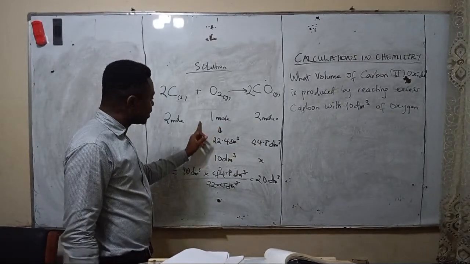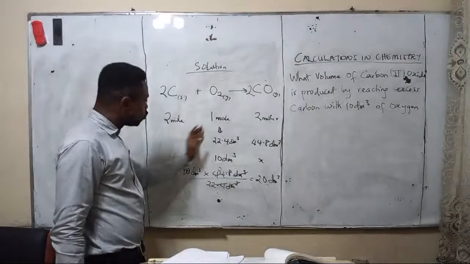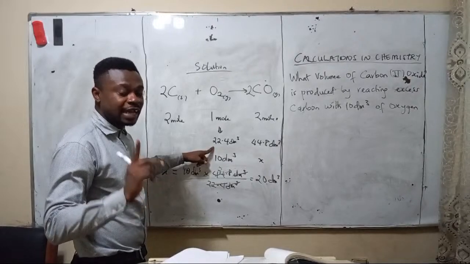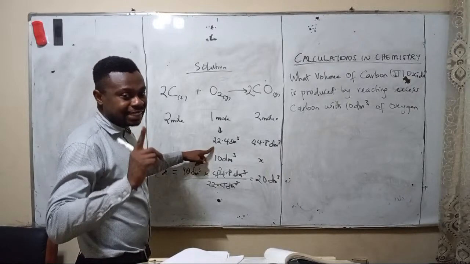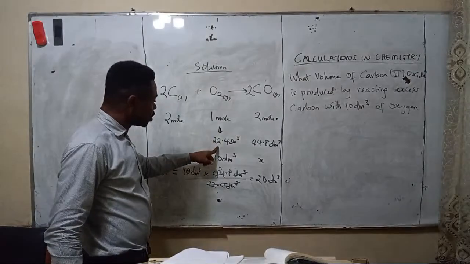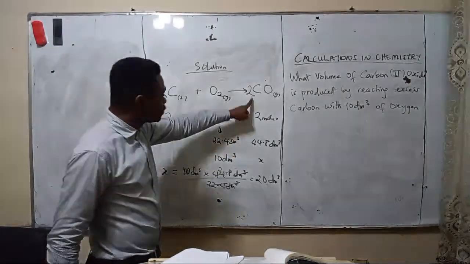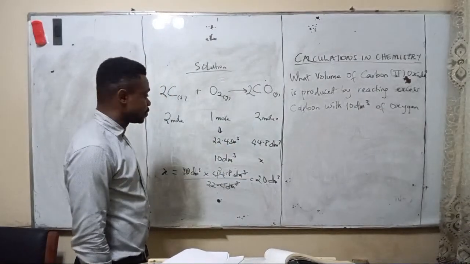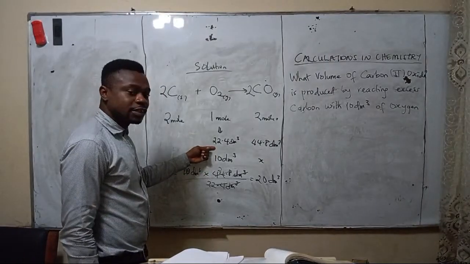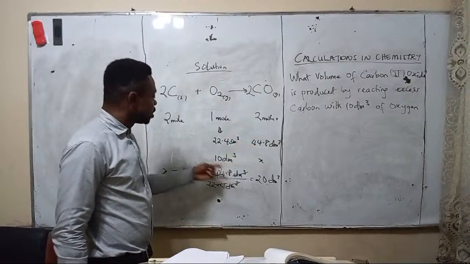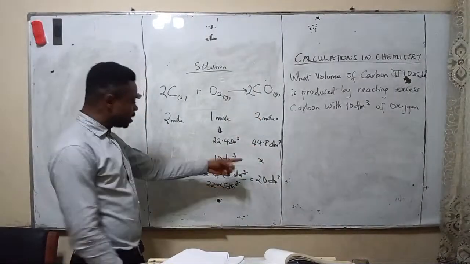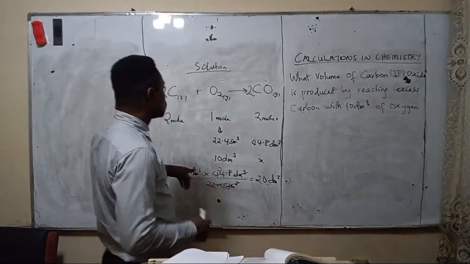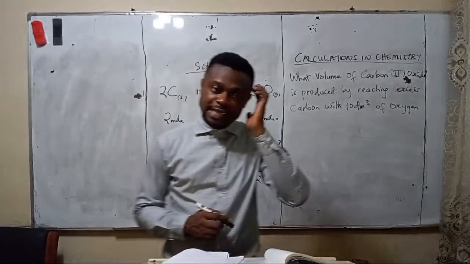But our concern here now is the gas, 10 dm cube. This is not a gas, so we'll focus on this place. We'll convert this 1 mole to dm cube because the molar volume of a gas, that's the volume of 1 mole of a gas at STP, is 22.4 dm cube. So this becomes 22.4 dm cube of oxygen. The same with this one, which becomes 44.8 dm cube of carbon dioxide. Now, 22.4 dm cube will yield 44.8 dm cube, then 10 dm cube will yield X. We apply the formula and arrive at 20 dm cube. So the answer is 20 dm cube.